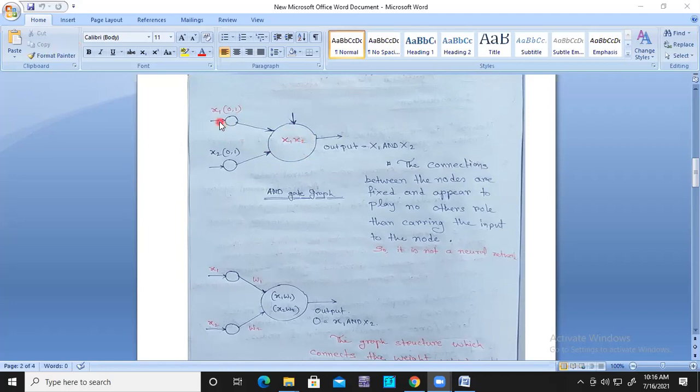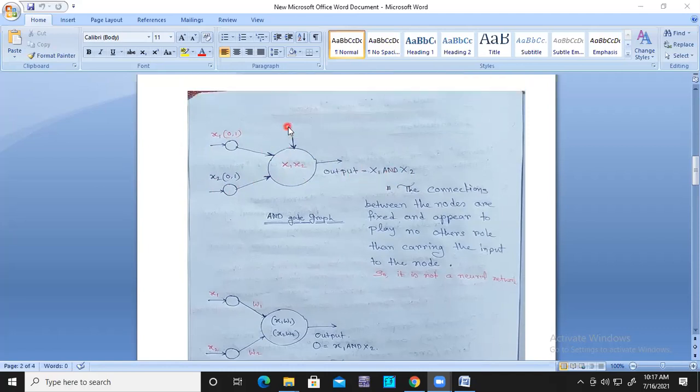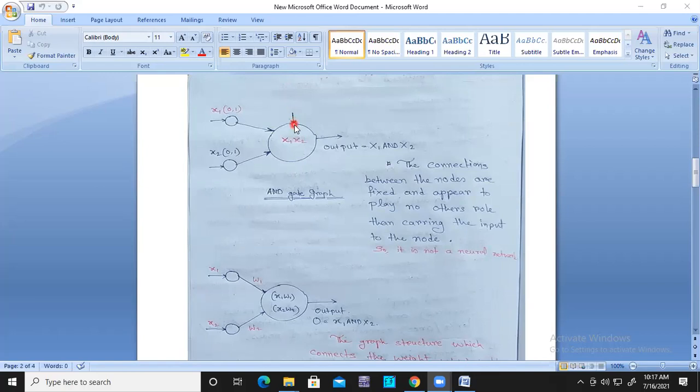So X1 is the input, which is generally binary, so this is 0 or 1. X2 is another input, and this is 0 or 1. Now, whenever they come in, they become ANDed, just like a multiplication. And it goes to the output, whatever X1 is and whatever X2 is, it is multiplied. And this is called vertices.